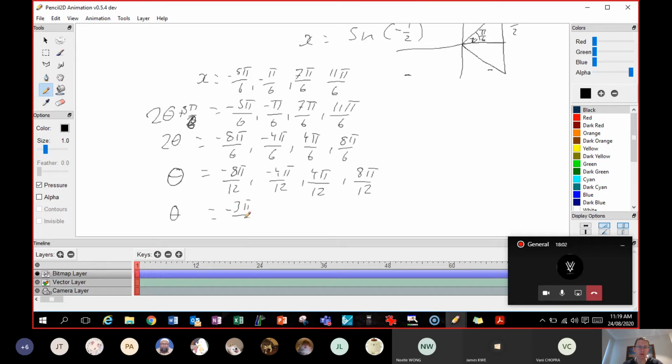Negative 3 pi on 4. Negative, it's going to be pi on 4. It's going to be pi on 4. And that's going to be 3 pi on 4. And now I can kind of see where the pattern's happening.